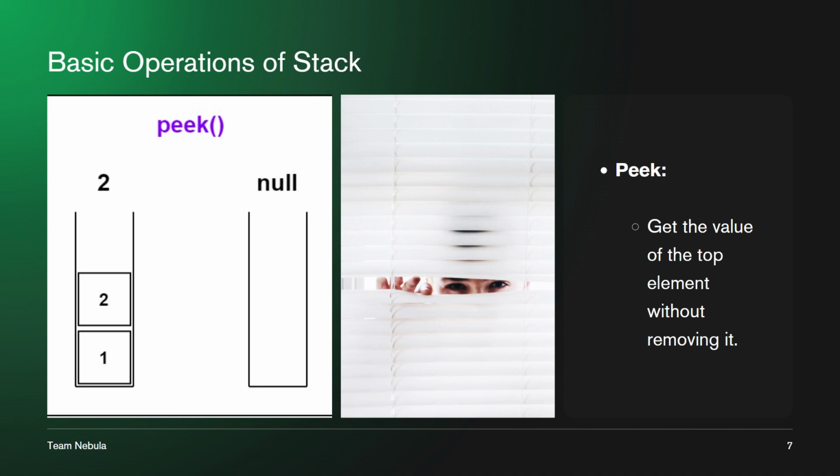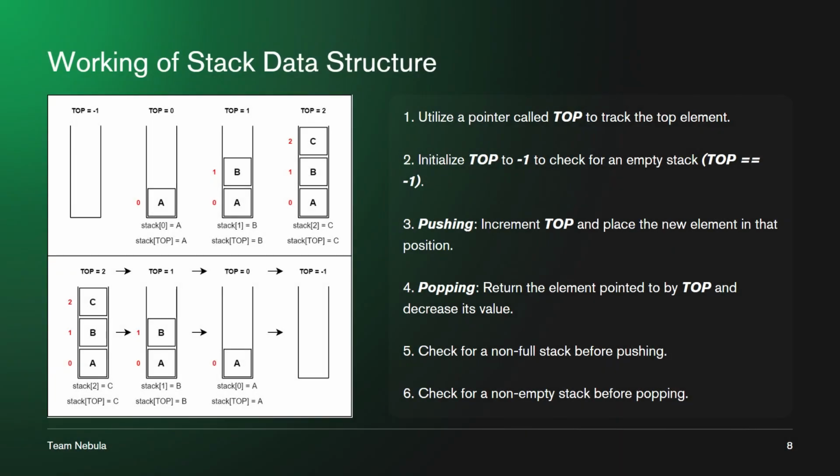Last action is peek. The peek operation allows us to get the value of the top element without removing it from the stack. So here is how the stack operations work in detail. A pointer called top is used to keep track of the top element in the stack. When initializing the stack, we set its value to -1, which allows us to check if the stack is empty by comparing top is equals to -1.